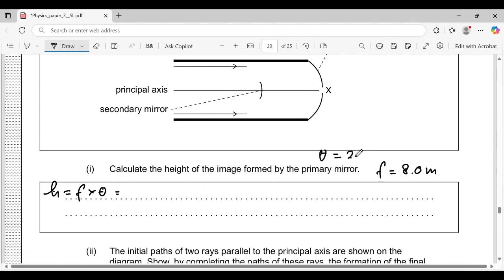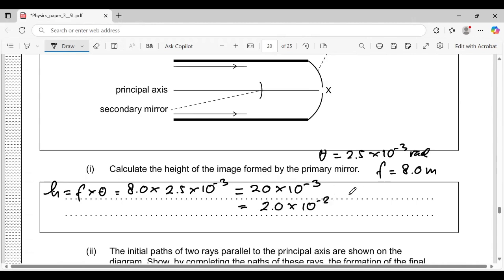Theta is 2.5 milliradians. It means 2.5 times 10 power minus 3 radians. So it becomes 0.8 times 2.5 times 10 power minus 3. And if you calculate, the result is 20 times 10 power minus 3, or 2.0 times 10 power minus 2 meters.